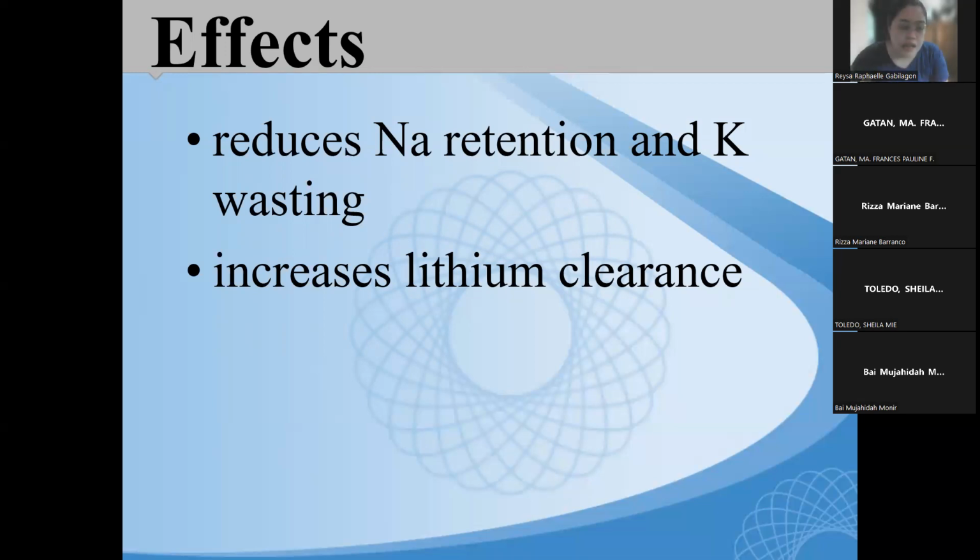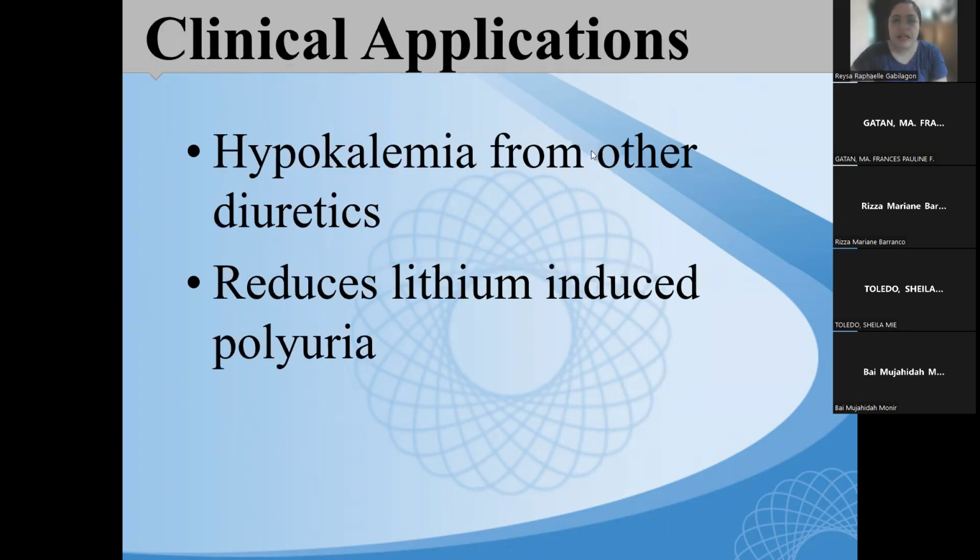And another good side of our triamterene and amiloride is they increase lithium clearance. So the lithium ion is not really good in the body. So if there is lithium poisoning, for us to excrete the lithium, we can give these drugs. Okay? Kasi again, they increase lithium clearance.